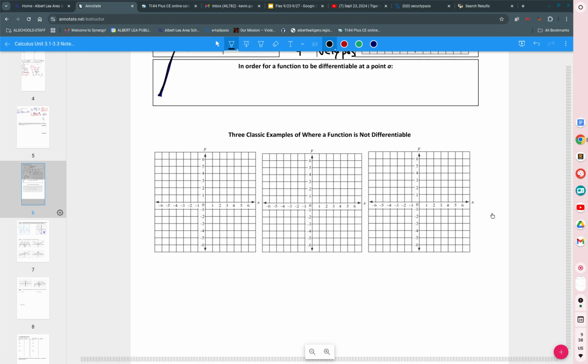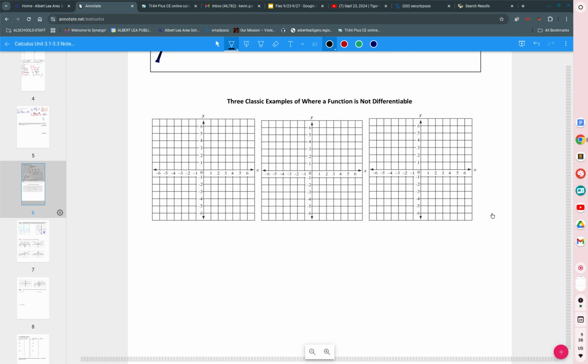Actually, let's skip the definition. Let's just go to the 3 examples by which it is not differentiable. I think that will make more sense. A function is not differentiable, number 1, when it is discontinuous. So if I have a function that looks like this, notice how it's discontinuous at x equals 0. Therefore, it is not differentiable at that spot.